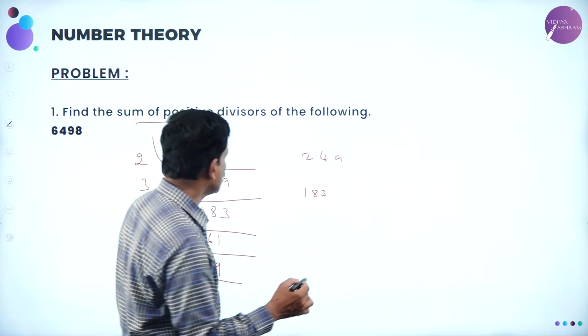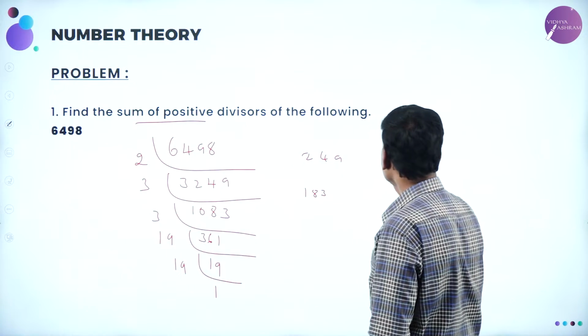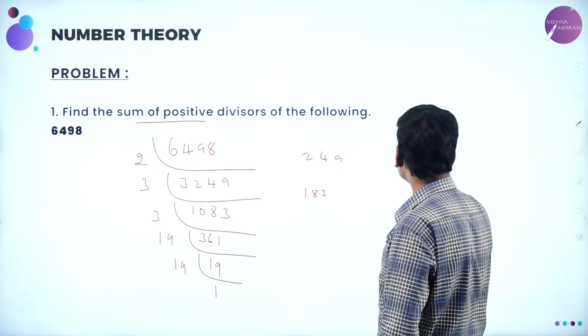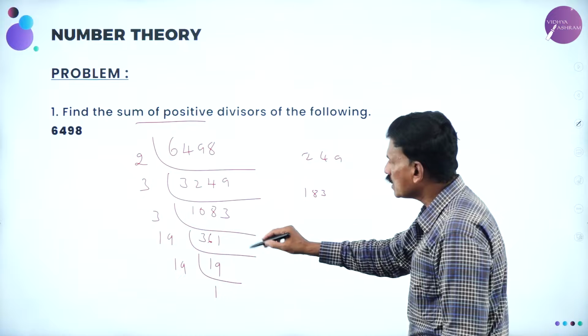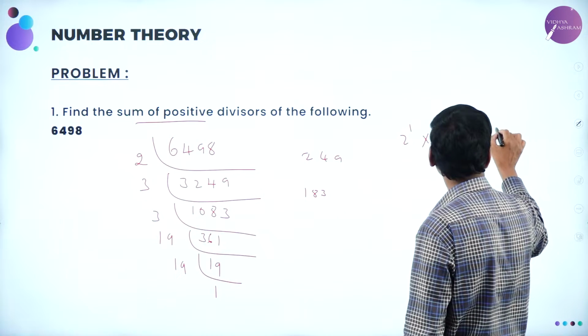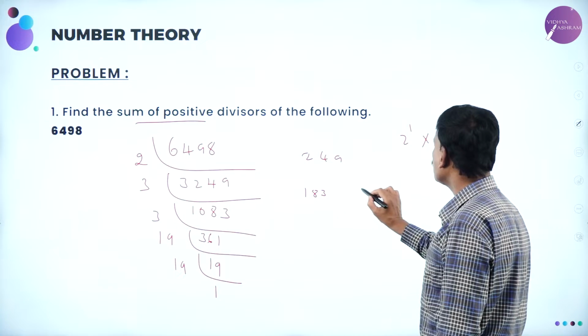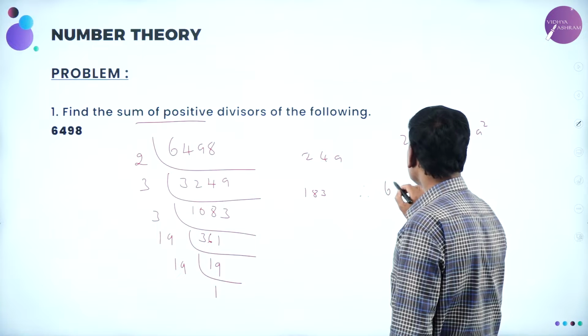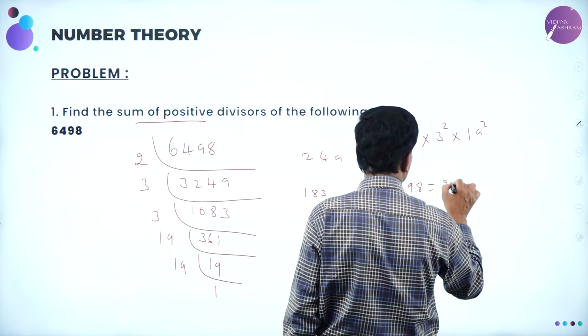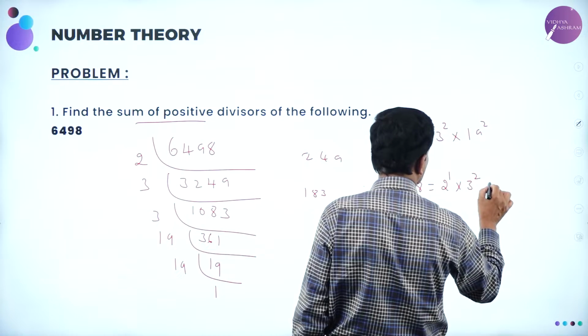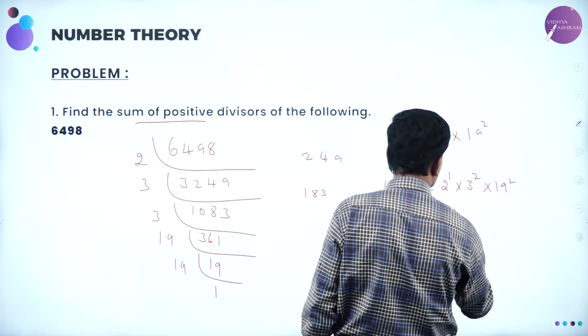So therefore this can be written as 2 to the power of 1 into 3 to the power of 2 into 19 to the power of 2. So therefore 6498 can be written as 2 to the power of 1 into 3 to the power of 2 into 19 to the power of 2.